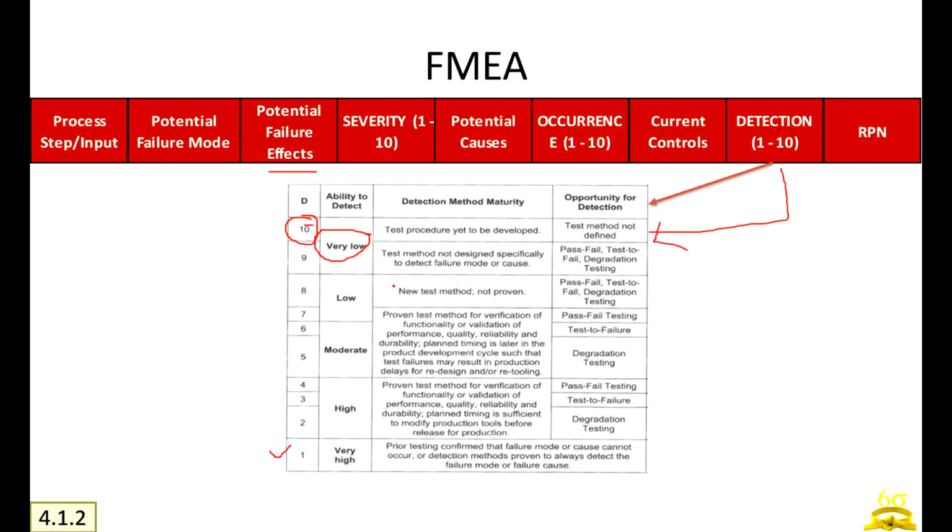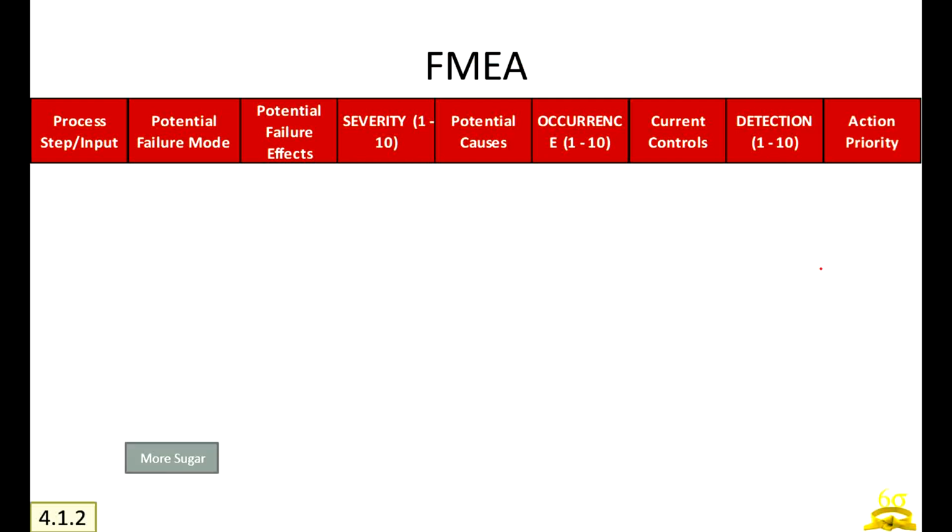Now this is changed in the new one. Earlier it was RPN, the risk priority number, and we used to get this by multiplying severity into occurrence into detection. Each of these can be at most 10, that is 10 into 10 into 10, so the maximum RPN can be 1000. But now they have removed RPN and are calling it action priority. So this is changed now.